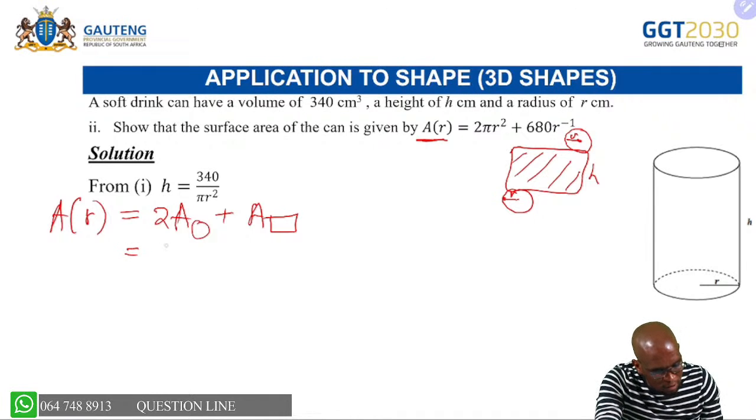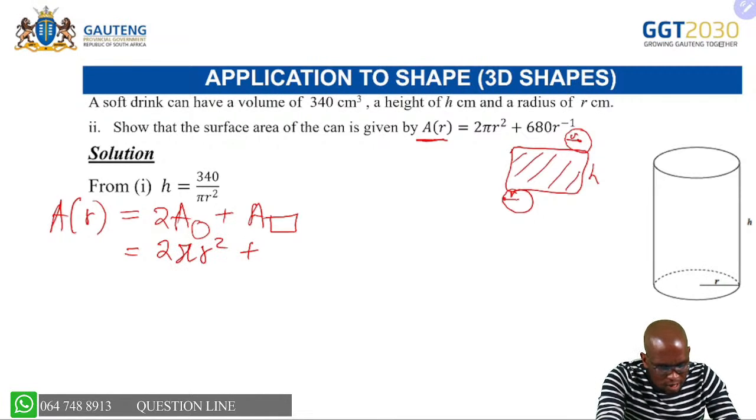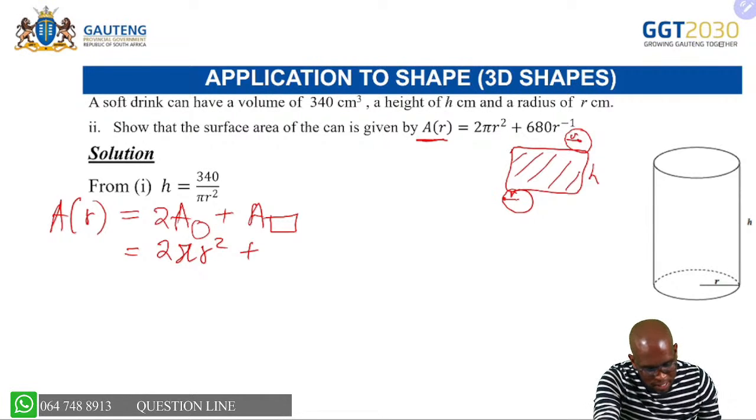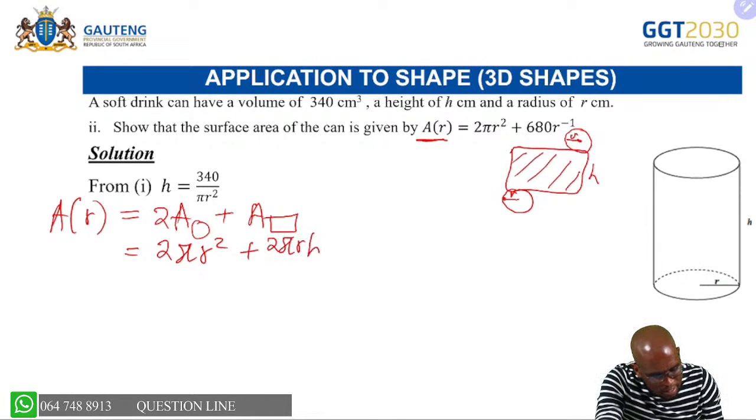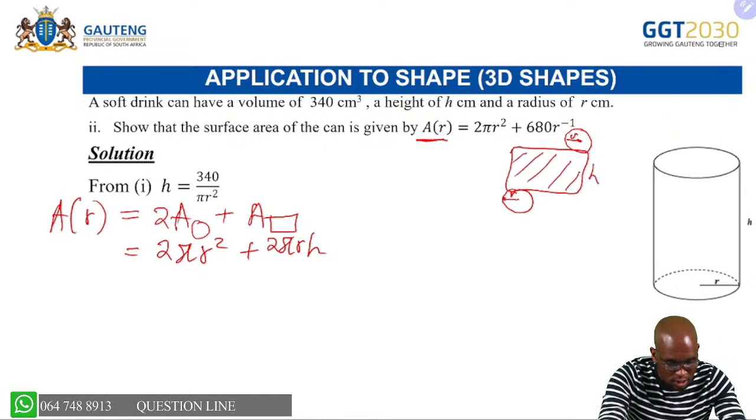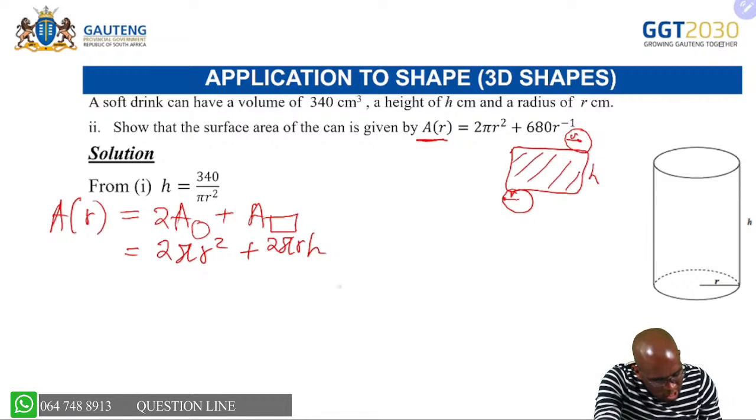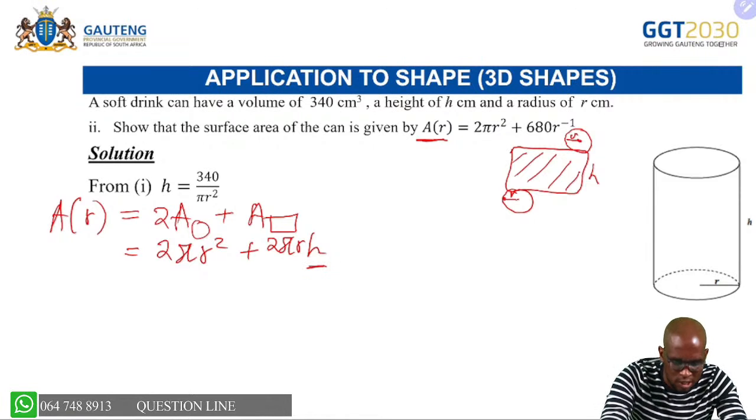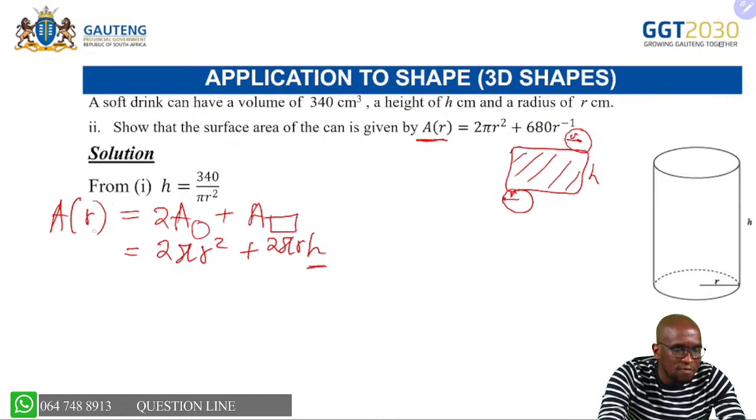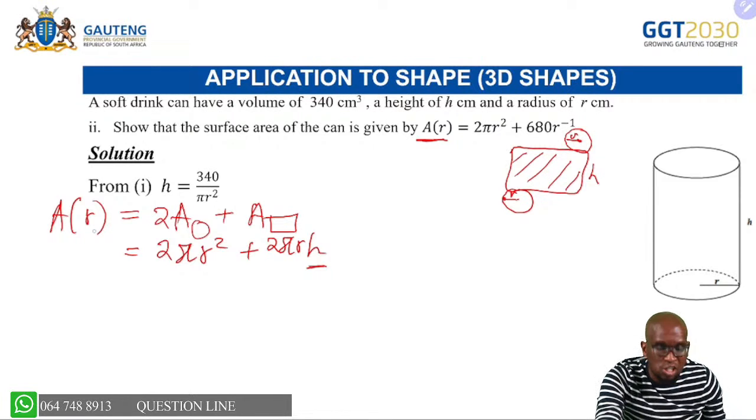Now, the area of the circle obviously is given by pi r squared. So this is 2 pi r squared plus the area of the rectangle, which is length multiplied by breadth. The length in this case would be the circumference of this circle, 2 pi r, multiplied by h, which would be the breadth of that particular rectangle. Now, if you check, this objective function has h in it. And our aim is to write the objective function in terms of r only. That is why the first question asked us to express h in terms of r. Obviously, we know what h is in terms of r.